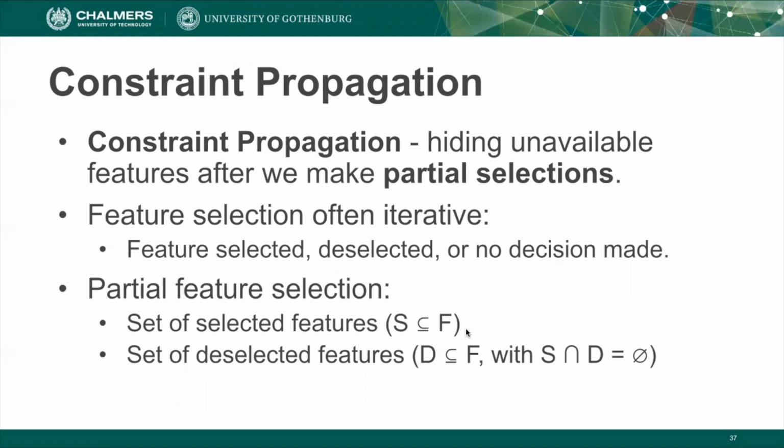As a consequence, we specify a partial feature selection with two sets. A set of selected features, right? So a subset within our full set of features that have been selected, and a set of deselected features, again, a subset of our full set of features that we cannot choose. And with a null set being the intersection between the two, right? We can't have something that's selected and deselected at the same time.